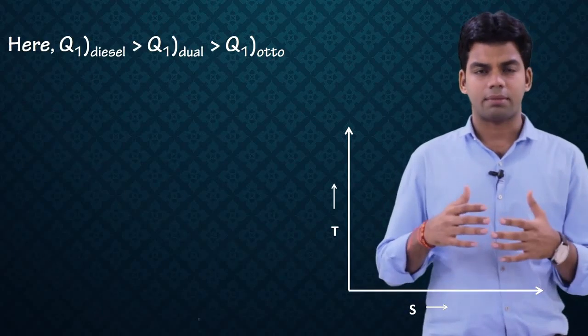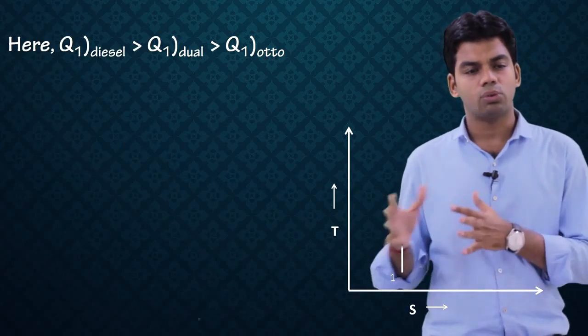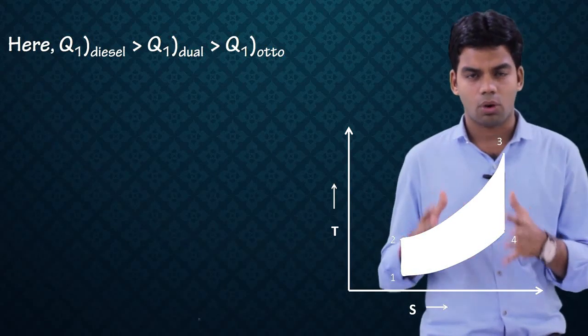Similarly, you can draw the TS diagram. Here maximum temperature has to be same. So this 1, 2, 3, 4 in white is the Otto cycle.